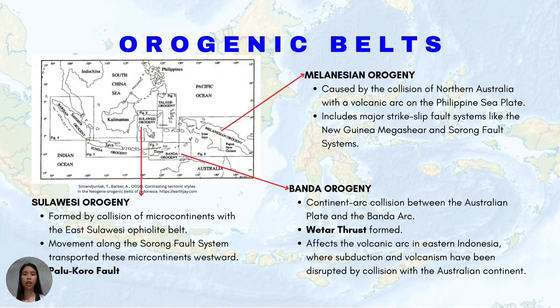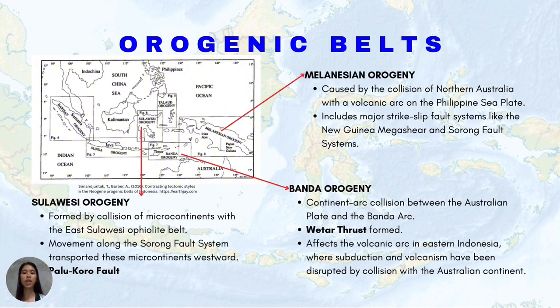Next is the Banda orogeny. This is a continent-arc collision between the Australian plate and the Banda arc. Compression leads to folding, thrusting, and uplift. As compression continued, the volcanism in Alor and Wetar ceased. The Wetar thrust formed, possibly indicating subduction reversal.